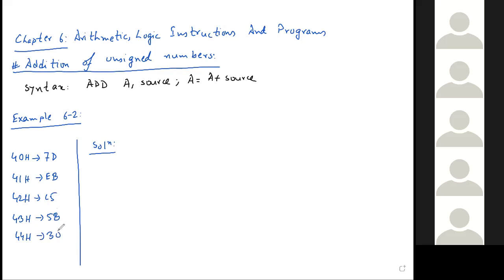So your task is very simple. The task given, not your, the task given is very simple. We need to add all these numbers. So let's start. Let me write the solution, then I will explain.